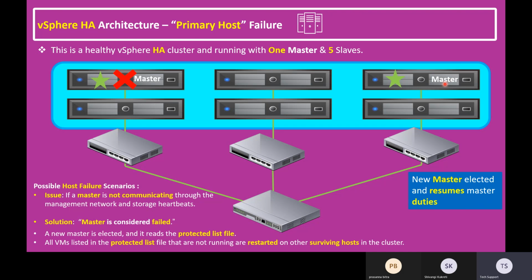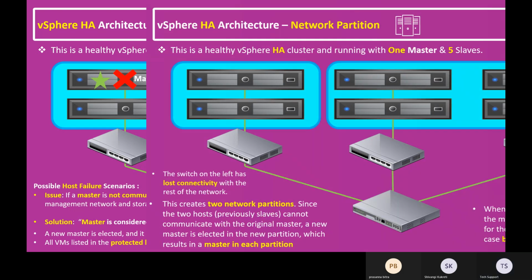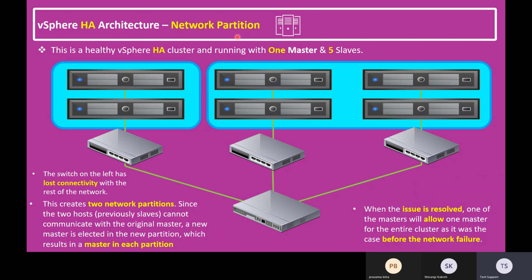Okay, now we'll talk about network failure scenarios. Within the vSphere HA architecture, one of the network failure scenarios is network partition. Network partition means our architecture is still the same, an HA cluster running with one master and five secondary nodes. But the scenario is that all of a sudden, one of our network switches loses communication to the core switch. When this happens, if you see in this diagram, the cluster's network will be partitioned. Partition means two hosts lose communication within the network and the other four hosts still have communication to the network.